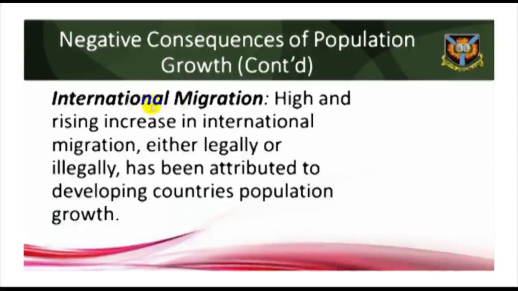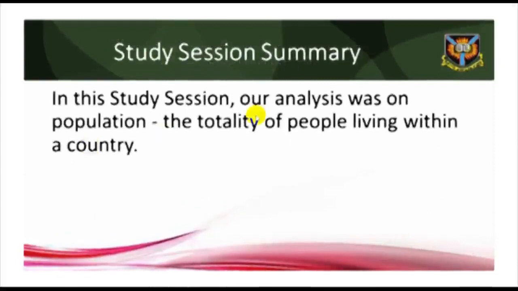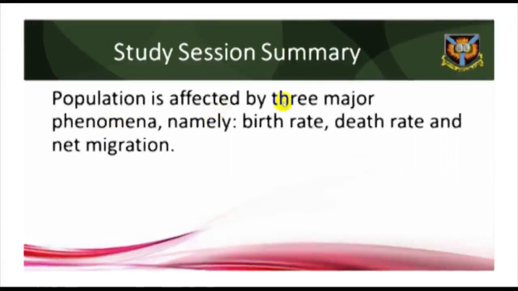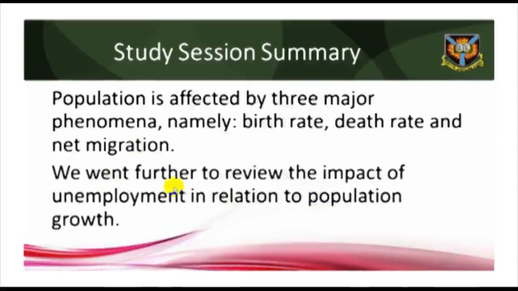High and rising increase in international migration, either legally or illegally, has been attributed to developing countries' population growth. Summary. In this study session, our analysis was on population, the totality of people living within a country. Population is affected by three major phenomena, namely birth rate, death rate, and net migration. We went further to review the impact of unemployment in relation to population growth.